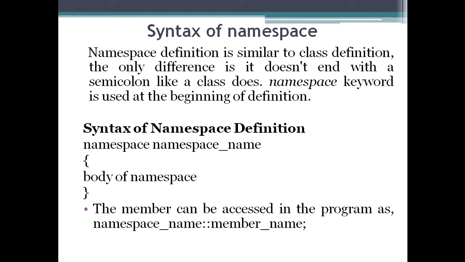Whenever you are accessing a namespace member, the syntax is common, as I defined in the previous slide: the namespace name followed by the scope resolution operator, followed by the particular member name. That will access the particular member. Or you can also specify a function name, a user defined function, or an unnamed namespace. Similarly, you can use it for the unnamed namespace concept also.